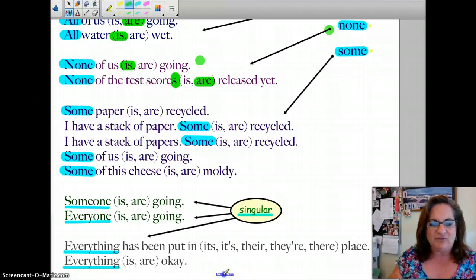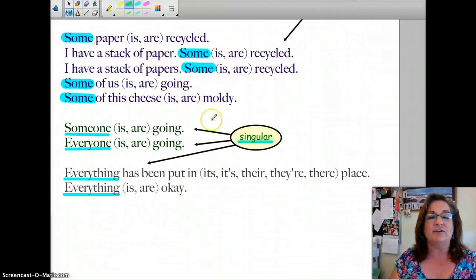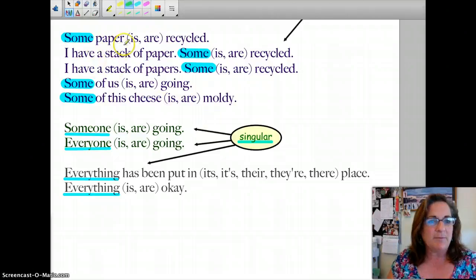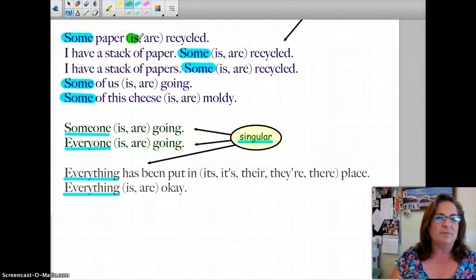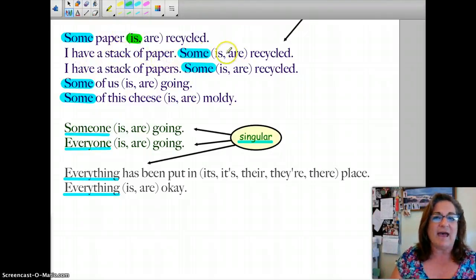Okay, now some. Some is the last of the singular and plurals. Some paper is recycled. Paper is a non-count noun like water. You can't really count that. And then I have a stack of paper. Some in that stack, some is recycled in that stack, right, of paper, right? Stack of paper. Some is recycled.